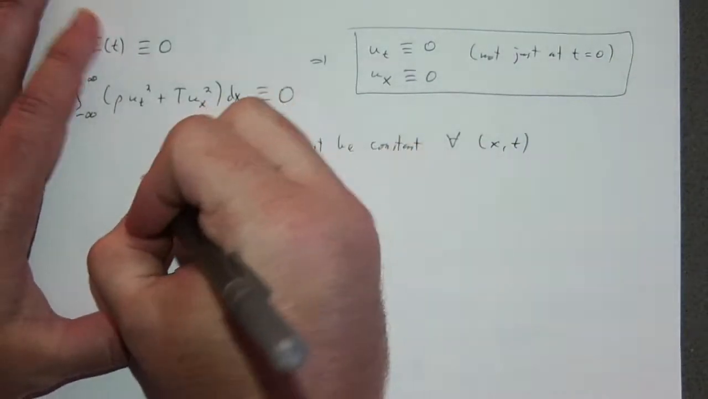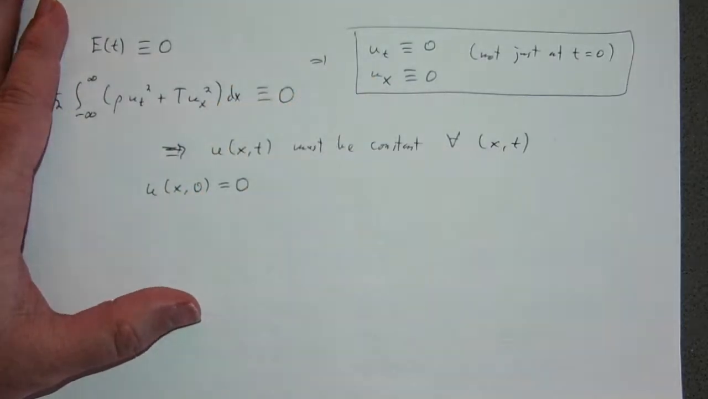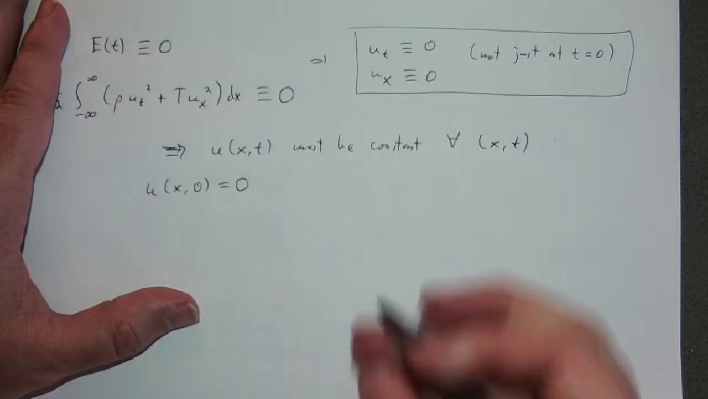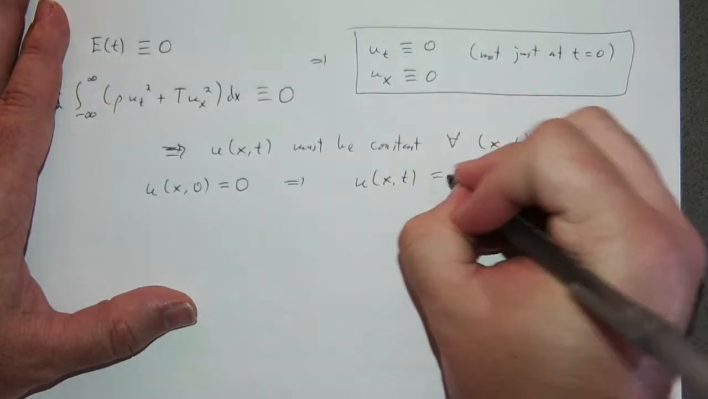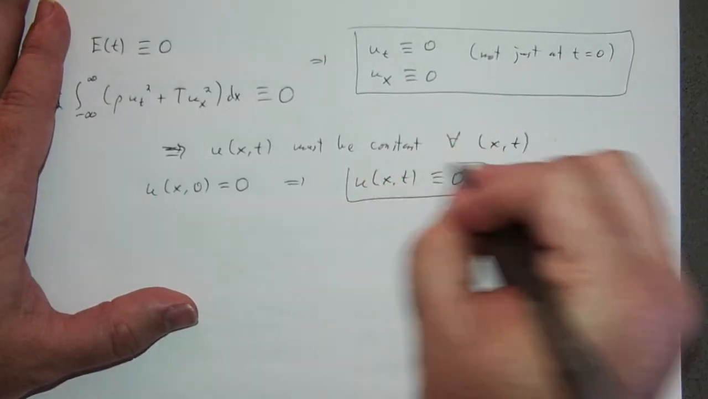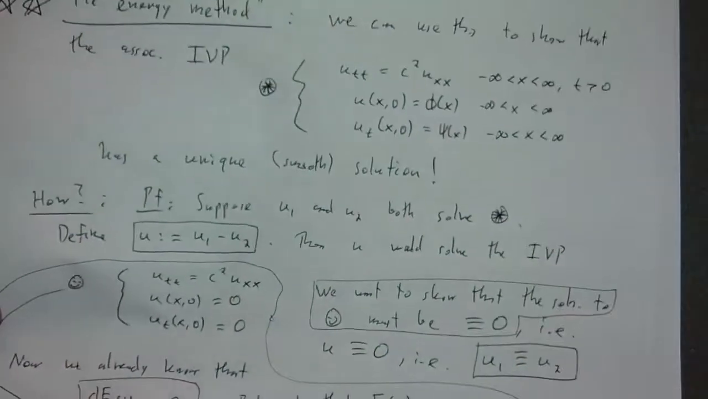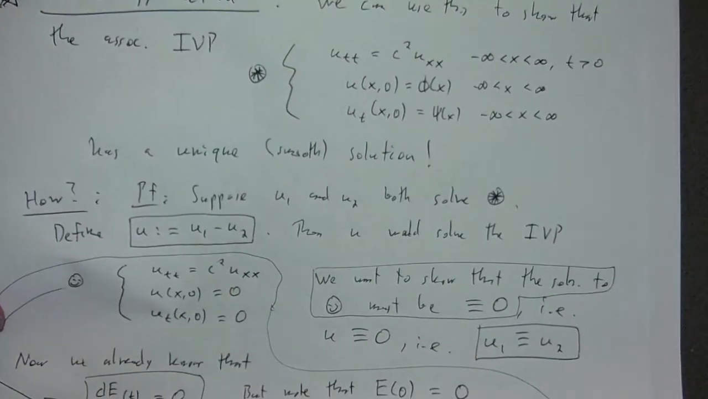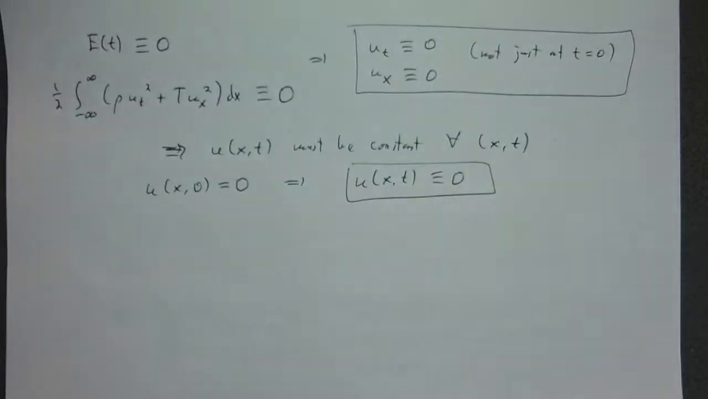But we know that initially it's 0. So u of x,t must be identically equal to 0. But that's exactly what we wanted to show. That shows that u sub 1 has to identically be equal to u sub 2.